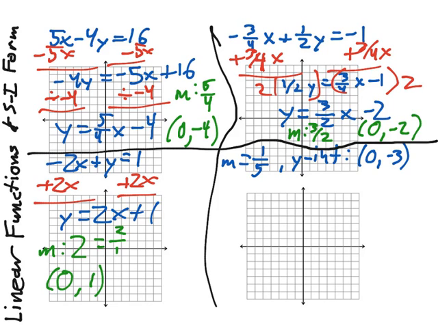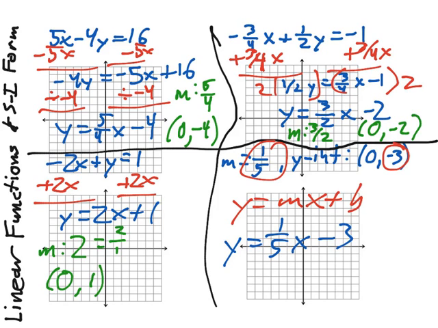Last one, we're given pieces, we need to fill them in. So let's reverse the process of what we were doing before. We have y equals mx plus b. We're told what m is, and b is the y value if x is 0. So we come out with the equation y equals 1/5 x minus 3. And our slope and y-intercept are already identified.